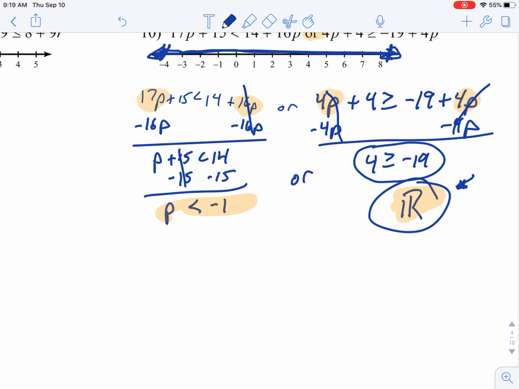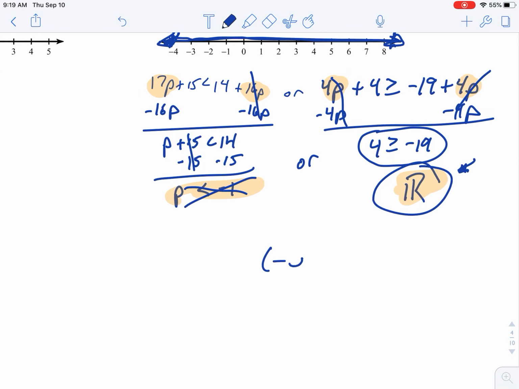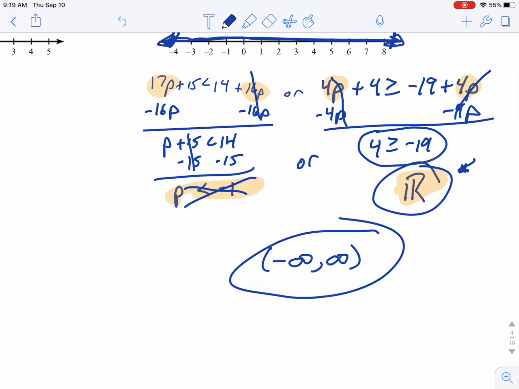And this is a special case, all real numbers. You do not need to include that in your answer. If you wanted to, you could do the -infinity to +infinity. That would be an option as a way to write your answer.